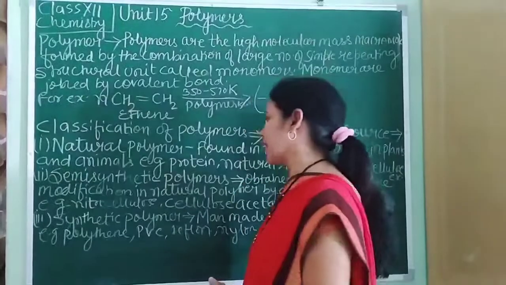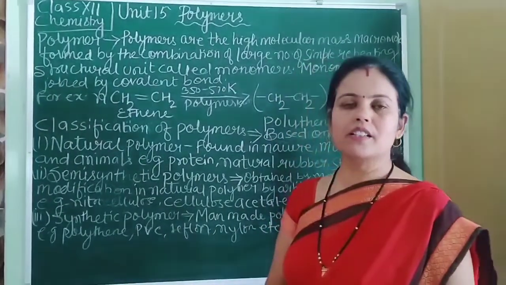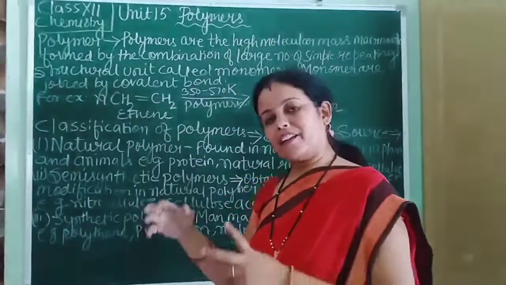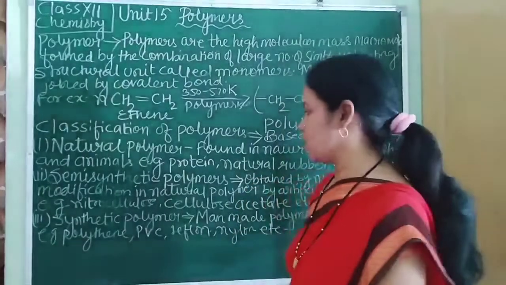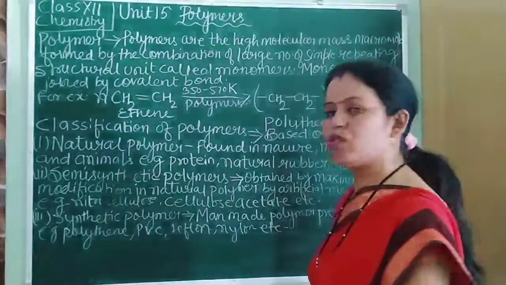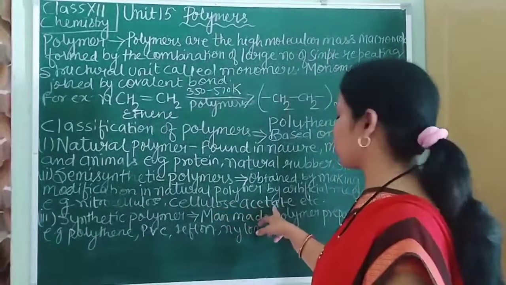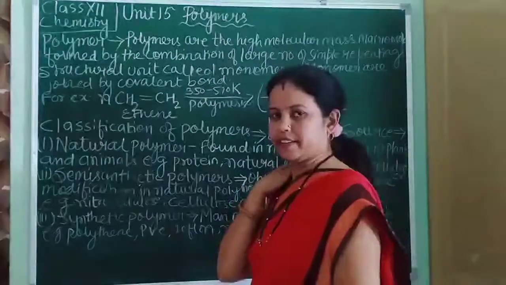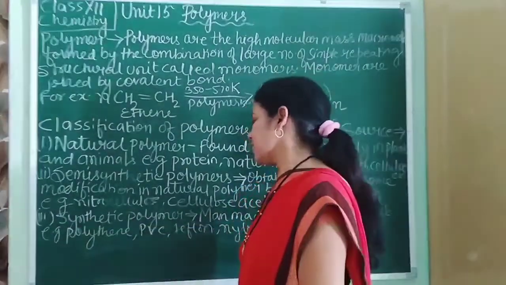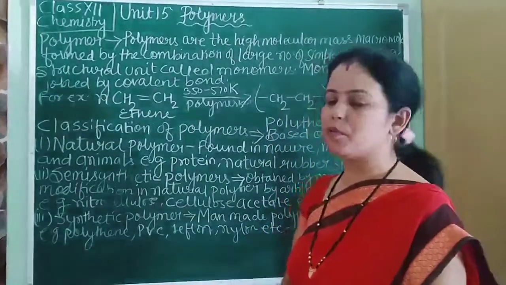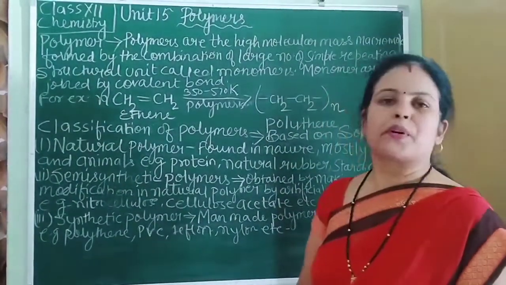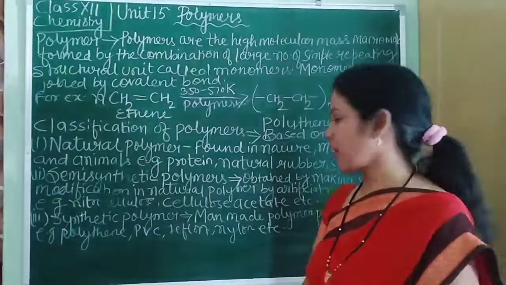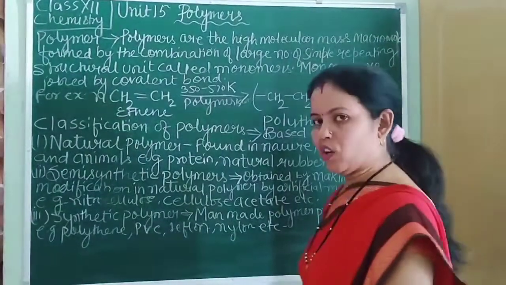Second one is semi-synthetic polymers. Semi-synthetic polymers are obtained by making some modification in natural polymer by artificial means. For example, nitrocellulose, cellulose acetate. The cellulose acetate, commonly you know it as rayon, etc. These are the semi-synthetic polymers. Third one is synthetic polymers. Man-made polymers prepared in the laboratory are called synthetic polymers. For example, polythene, polyvinyl chloride, Teflon, nylon, etc.